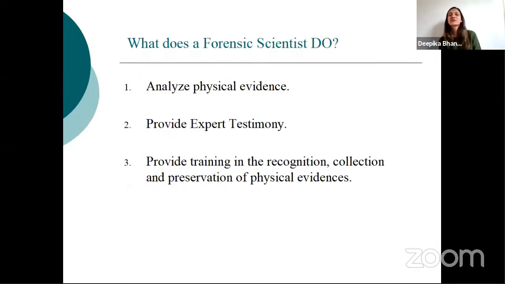Okay. What does a forensic scientist do? They analyze physical evidence that is sent to the lab. They also provide expert testimony, because once the evidence has been analyzed, they have to go to the court of law and appear as an expert under section 293 of the Criminal Procedure Code. They also provide training in recognition, collection, and preservation of physical evidence.